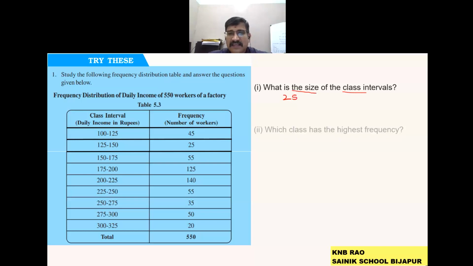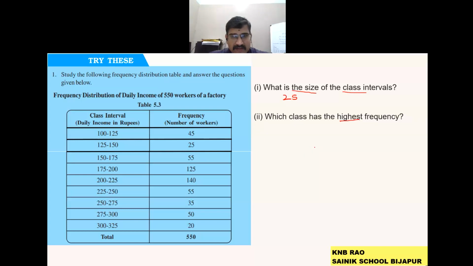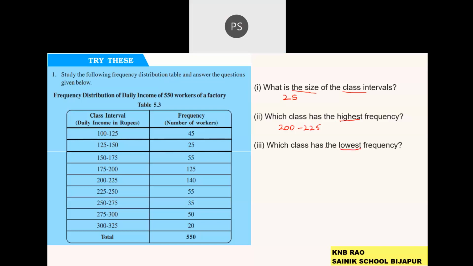Second question. Which class has the highest frequency? Sir, 200 to 225. Very good. 200 to 225 rupees. That class interval has the maximum number of students, I mean, maximum number of workers, 140 members. Then third question. Which class has the lowest frequency? Sir, 300 to 325, sir. So 300 rupees to 325 rupees is taken by only 20 members. So that has a smaller number of people, the lowest frequency.